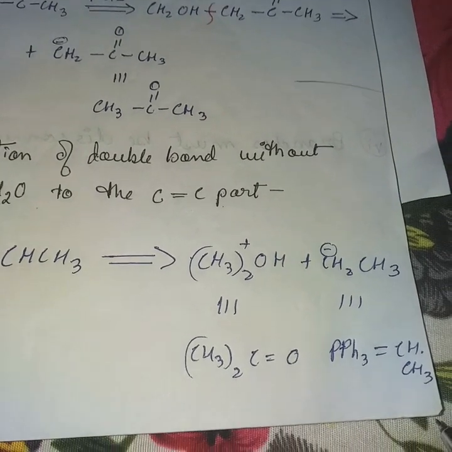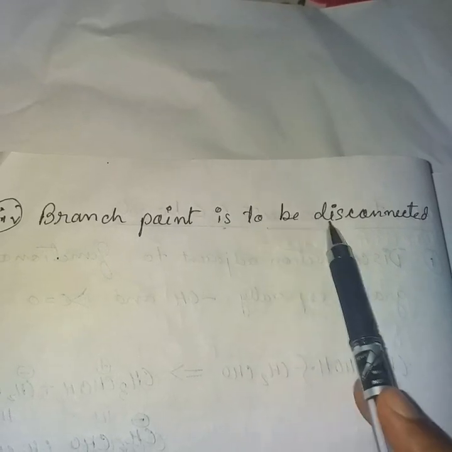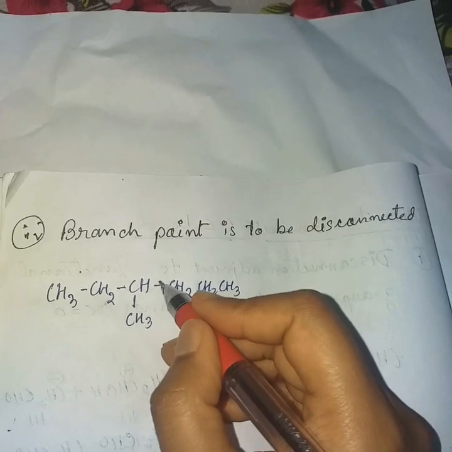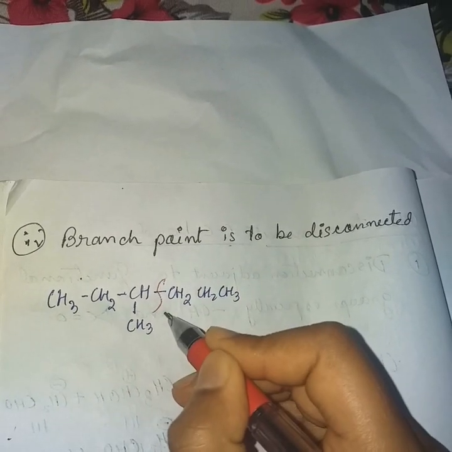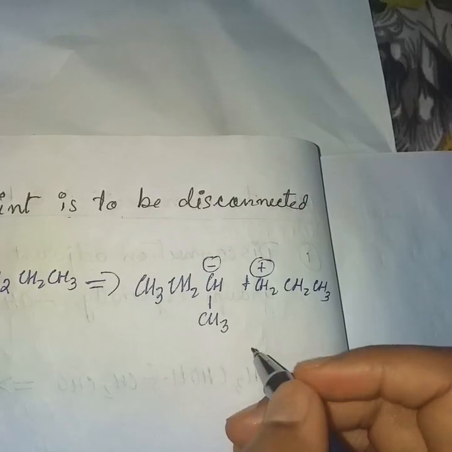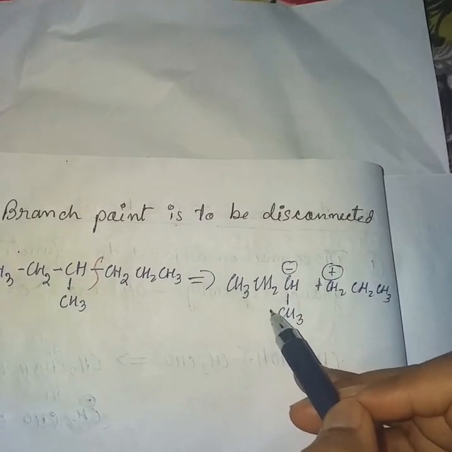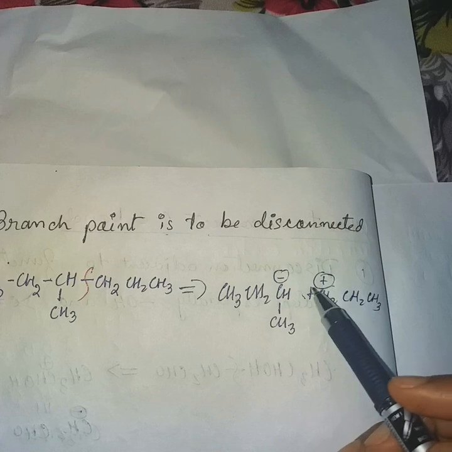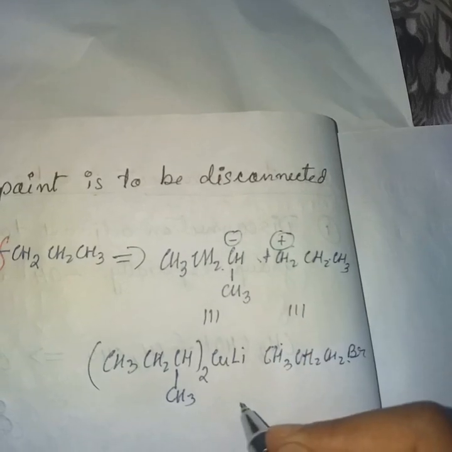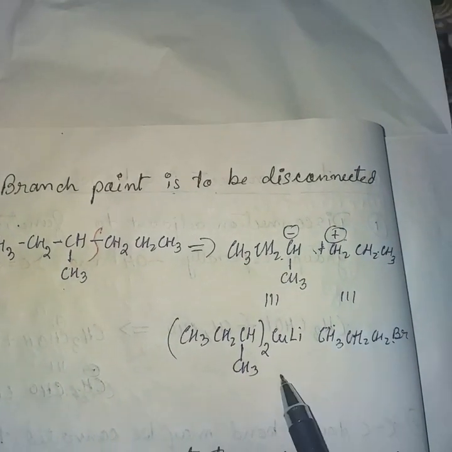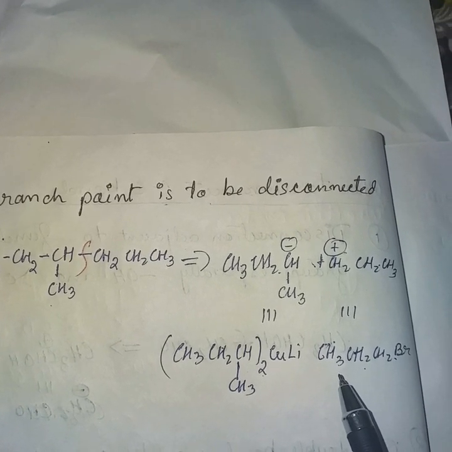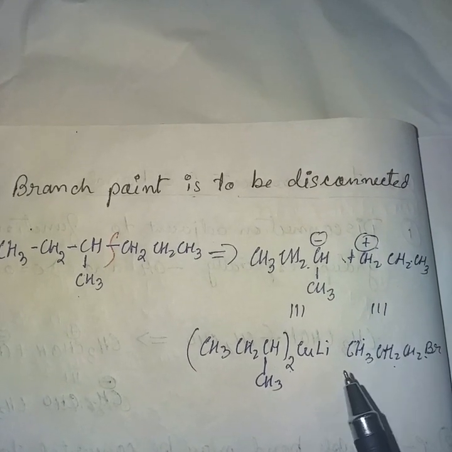Clear? The fourth rule is that the branch point is to be disconnected. Here we have taken this example. We will disconnect here. Clear? So that we get two types of synthons here. We got two types of synthons like this after disconnecting here. See, these are the two synthetic equivalents that we got from these two synthons, and we can synthesize the target molecule by Corey-House synthesis. We will see in our further videos how to synthesize using Corey-House synthesis.